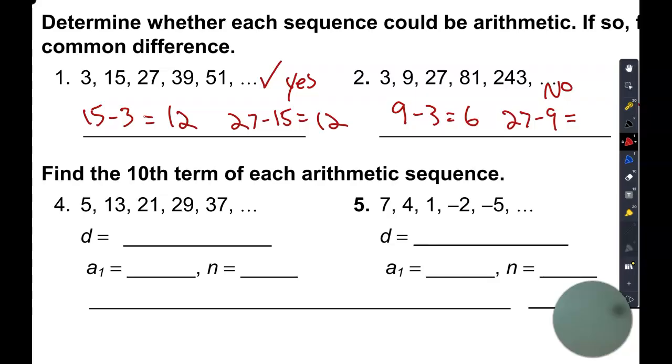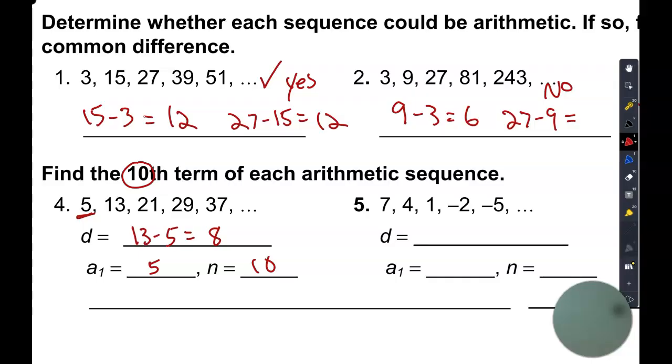All right, so we've got 5, 13, 21, 29, 37, okay? And they tell you it's an arithmetic sequence, okay? So what we're going to do, and they got it laid out for you. First we got to find the common difference. So we're going to do 13 minus 5, and it equals 8. So that's the common difference. We've got that. We need the first term, 5. Put 5. And the nth term, they tell us that, 10. Put 10 here.